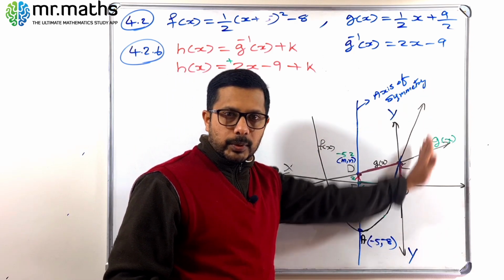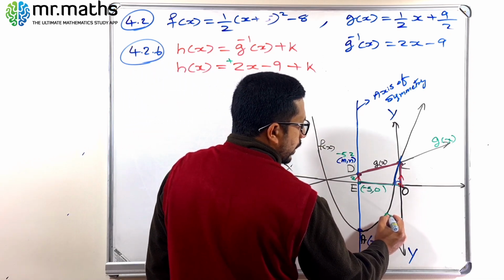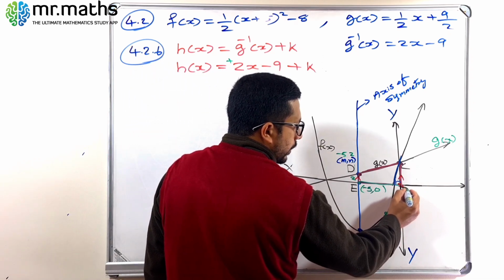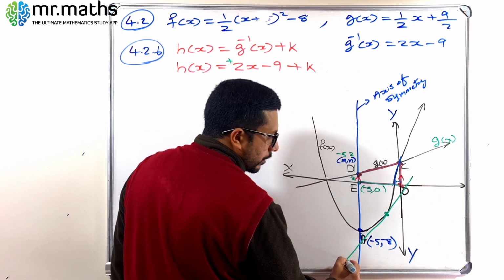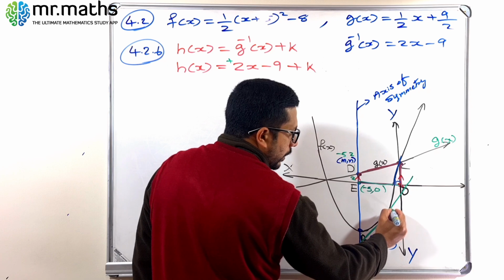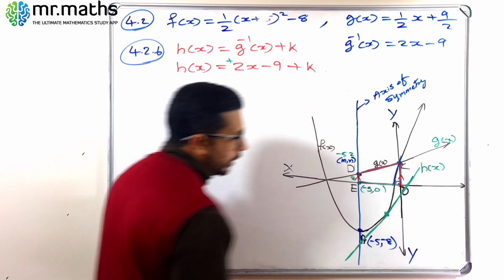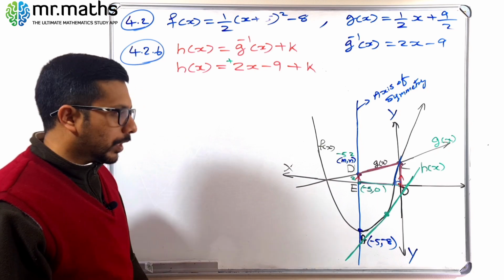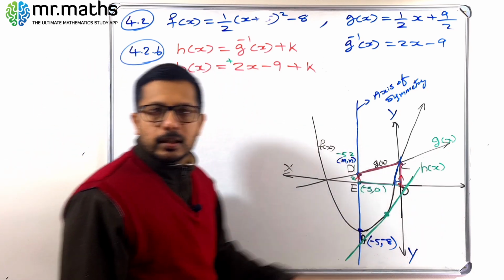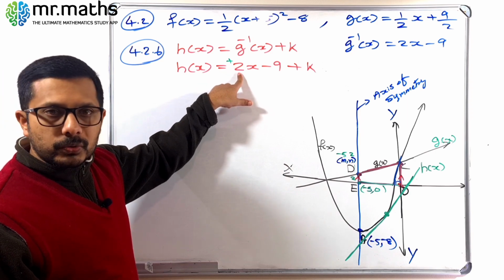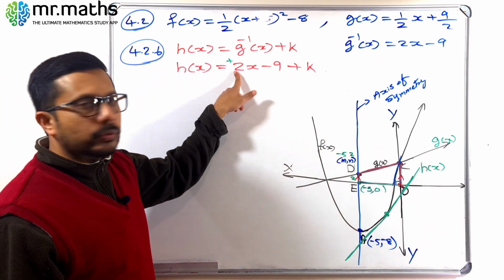Okay, let me assume this is that point, and there is a tangent like this passing through that point, and that is our h of x. This one is our h of x. It's a tangent to f of x. And can you say what is the gradient of that tangent? Yeah, that is plus 2. The gradient of that tangent is plus 2.